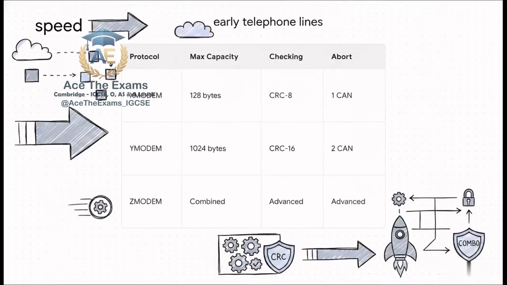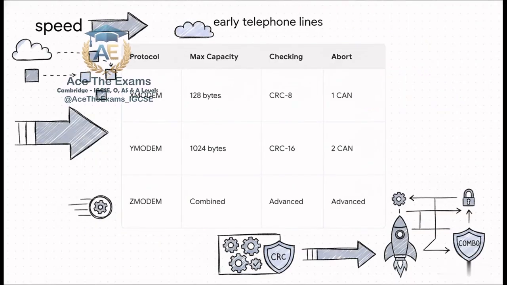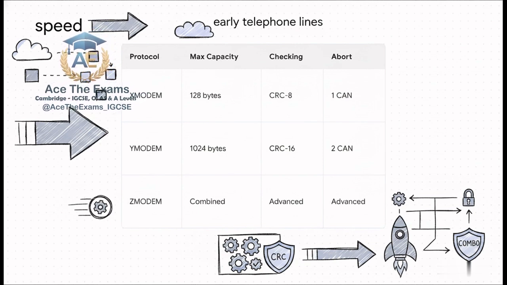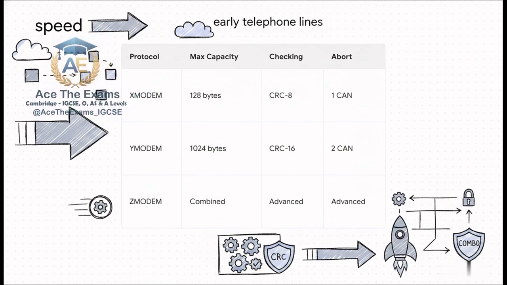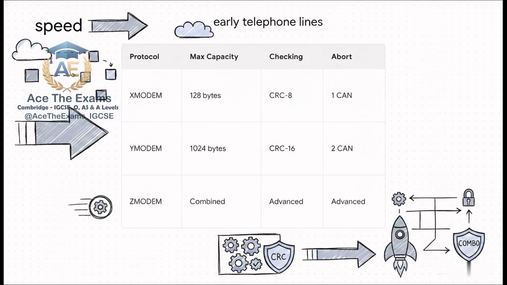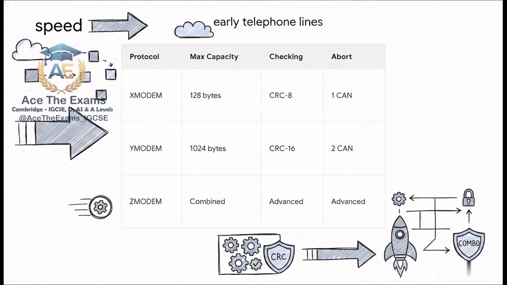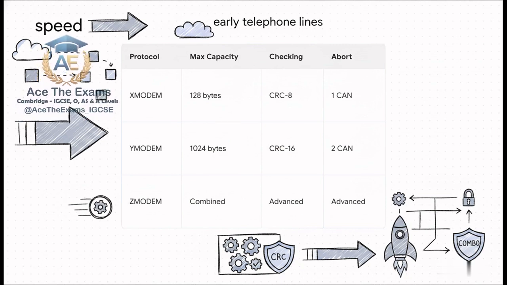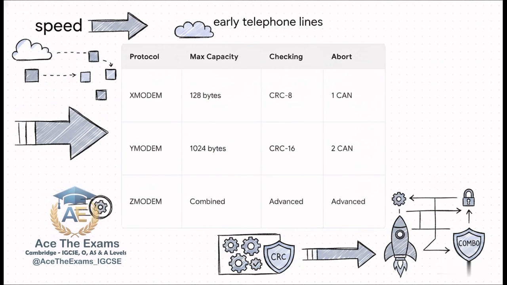Of course, as computers got faster, XModem had to evolve. People needed larger file transfers. So it evolved into YModem, which multiplied its data payload capacity massively to 1024 bytes and added a stronger 16-bit CRC check. And eventually, that evolution led us to ZModem, which is a highly optimized protocol combining the absolute best features of both for incredibly fast, reliable transfers over those old telephone lines.